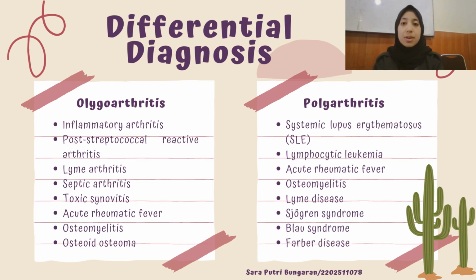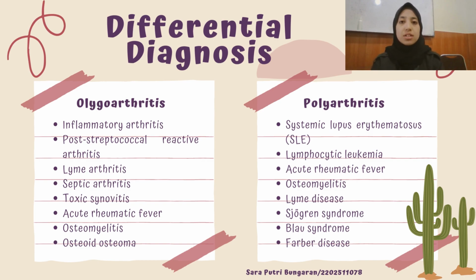This time I'll explain about the differential diagnosis of JIA. The differential diagnosis of JIA itself is musculoskeletal related diseases, and the clinical manifestation and subtypes of JIA strongly influence the differential diagnosis of JIA, which has a broad spectrum.